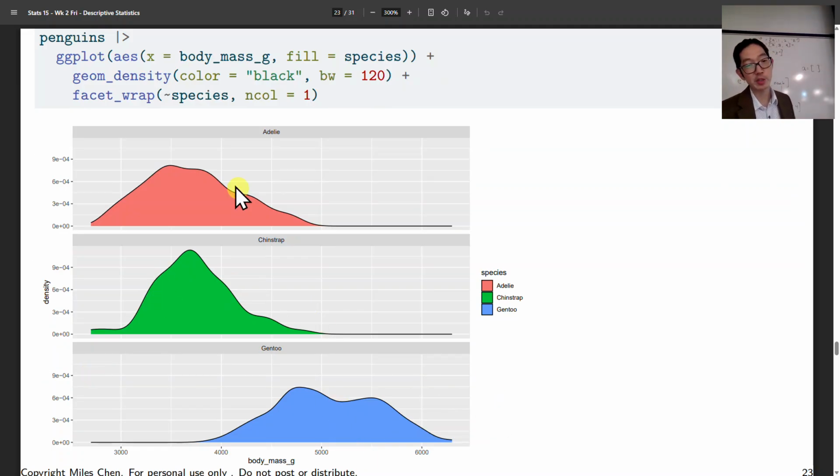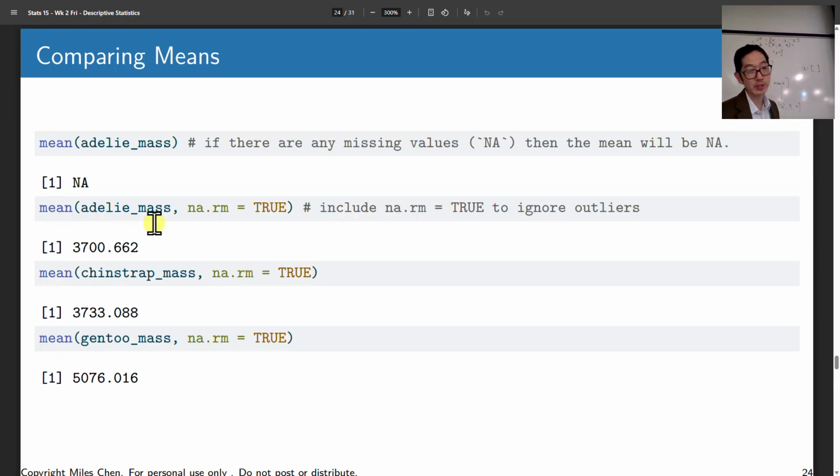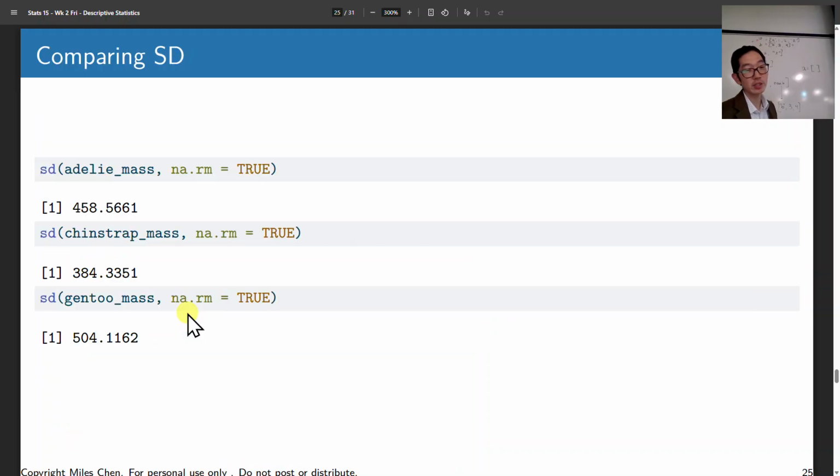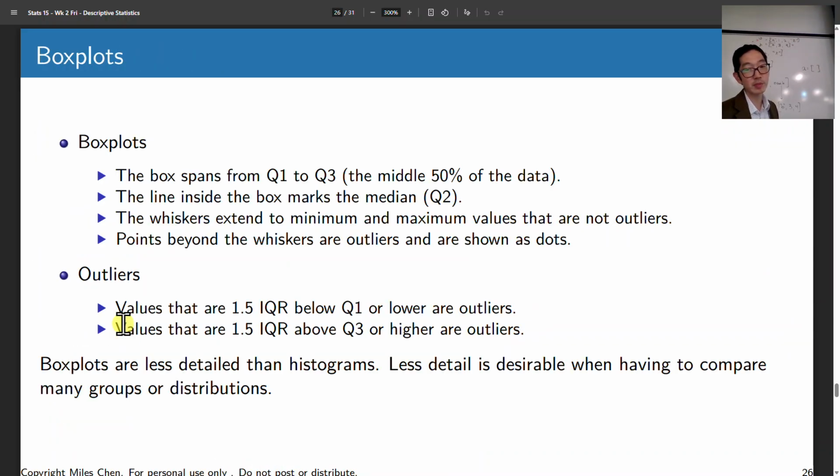As far as the amount of spread goes, standard deviation for Gentoo is 500. Standard deviation for Chinstrap is 384. Standard deviation for Adelie is 458. So Chinstrap has the least amount of spread, Gentoo has the most, and Adelie would have the second most amount, okay? And then, all right.